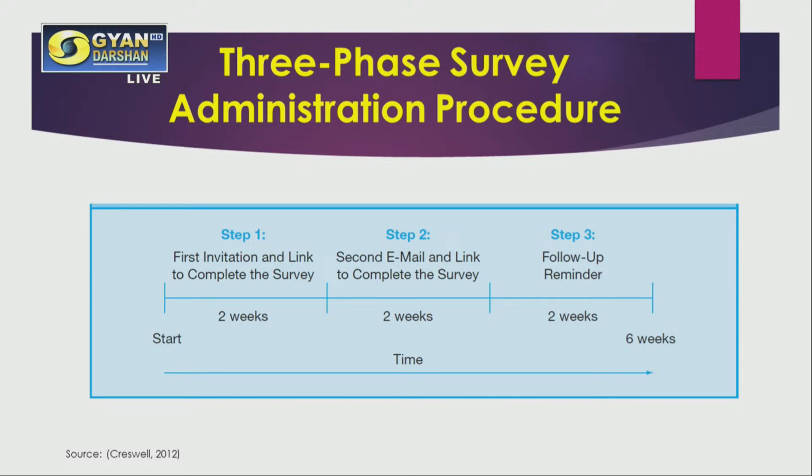Now, if you are not getting the required number of responses, as you see on the slide, you can follow this three-phase survey administration procedure. First give an invitation, saying I am sending an invitation, then give the survey questionnaire. After 2 weeks, you give a reminder if you are not getting the required number of responses. Again, after 2 weeks, you follow up. This is in brief about the three-phase survey, which would help you to collect more responses in your data. I suppose we have discussed all the major characteristics in a very brief manner.